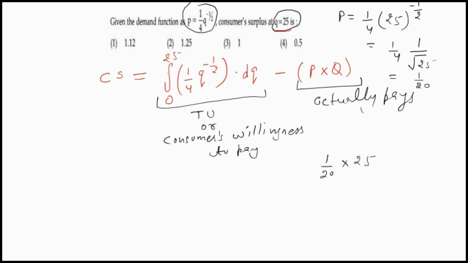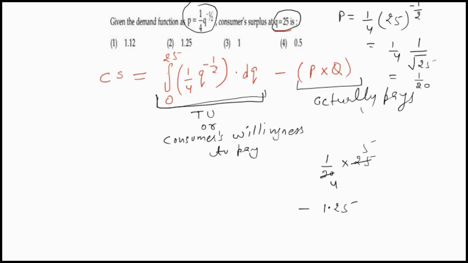So what do we get? This is basically 1.25. If we solve it, 5 fours are 20, 5 fives are 25, and this is basically 1.25. So we have to subtract this 1.25 from this total utility. So how to integrate this term?